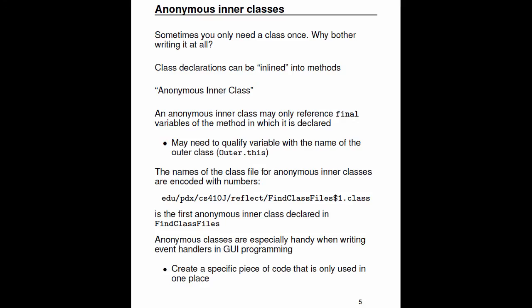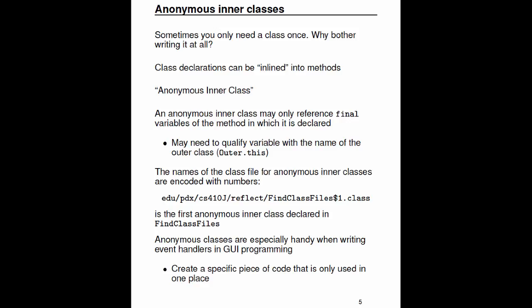So you can declare a class inside another class, but sometimes you only need a class once. For instance, you have just a very particular piece of functionality, and you just want to implement that in one place. Why bother having all of the boilerplate of a class declaration? Why do you have to say public class? Can you do something simpler? And the answer is yes.